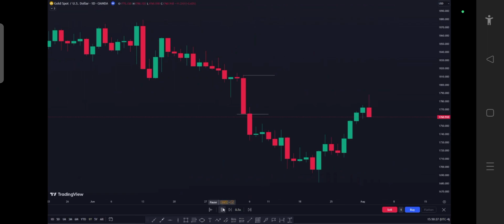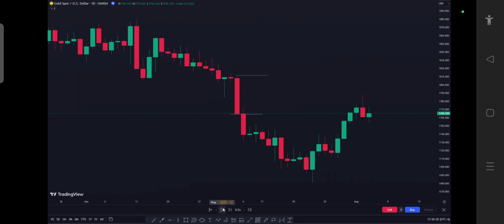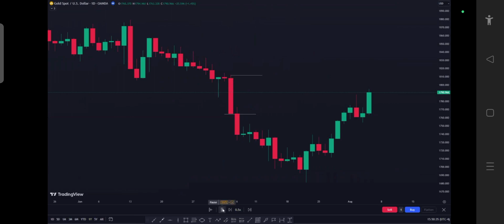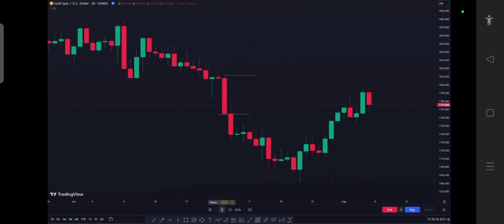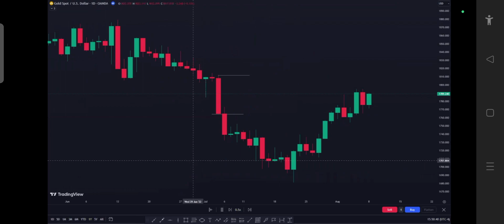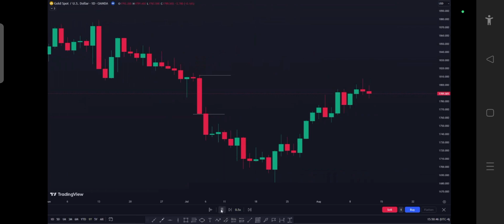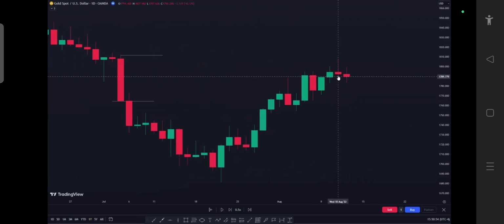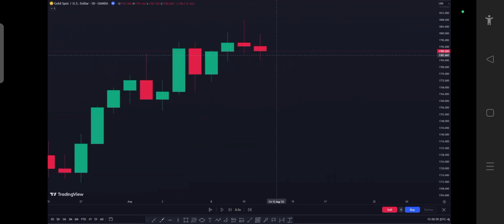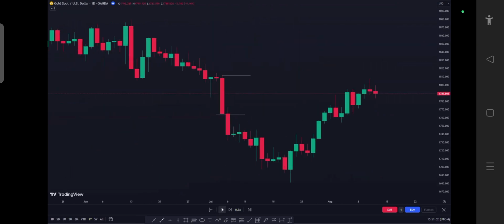Buy, buy, buy, buy, buy. Wait. We closed in inefficiency and we traded below this candle's low. No, we hadn't closed below this candle's low. So still upside, upside.